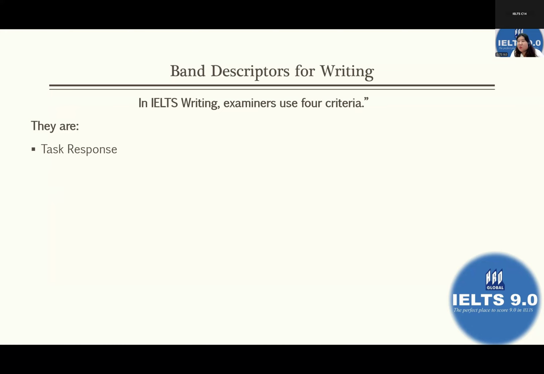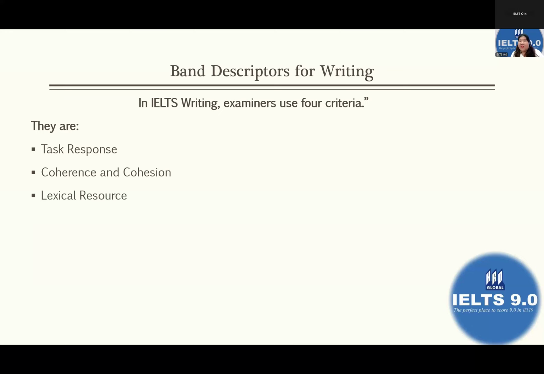Second is cohesion and coherence. This criterion looks at how well your ideas are organized and connected. For example, if your ideas are logical, paragraphs are clear, and linking words like however, for example, and as a result are used naturally, your score improves. But if ideas jump randomly or paragraphs are unclear, your band will drop.